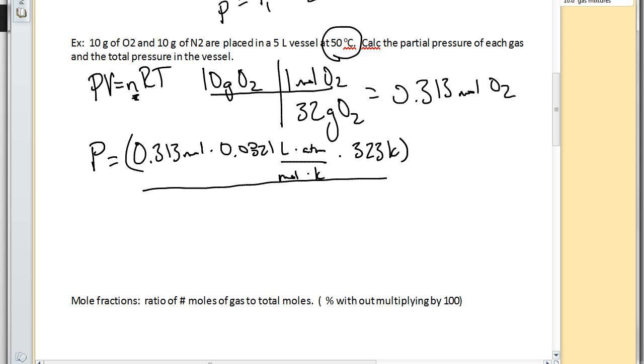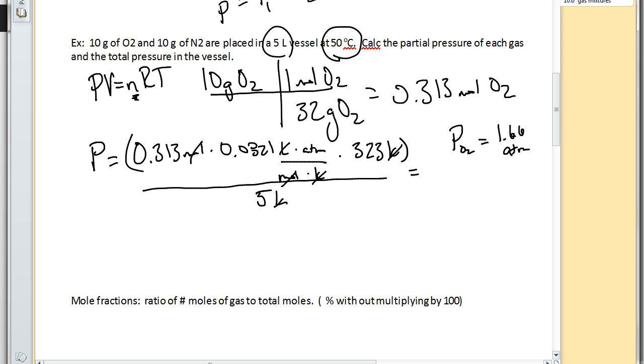We're going to multiply that, and we're going to divide everything by the volume, and the volume of this container was 5 liters. I'm going to double check. I've got moles canceling, Kelvin canceling, liters canceling, and I'm left with an answer in atmospheres. So I get the partial pressure of the oxygen in this container being equal to 1.66 atm. If you'd like, you could pause the video right now and see if you can do the calculation for the partial pressure of the nitrogen, or you can just wait, and I'm going to do it anyway. If you want to pause it and do it now, go ahead.